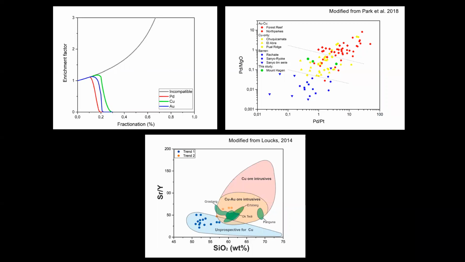The three most felsic samples were plotted on the diagram proposed by Park to distinguish barren, copper-only, and gold-copper deposits. As all three samples plot in the copper-only area, we have to remember that this new magma pulse was much wetter, with a higher concentration of platinum, palladium, and gold. And this second pulse of magma could have the potential to form a deposit.